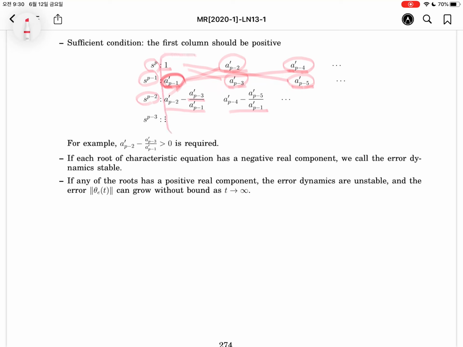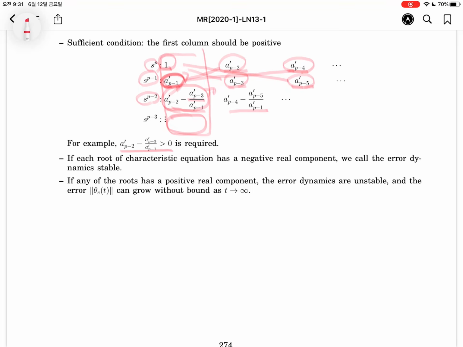And then we will check the first column. This column should have the same direction, same sign. So the first one is 1. Every term should be positive. That is the necessary condition to have a stable response. Okay, so from here, it should be positive. Maybe you have the next one, then this should also be positive.